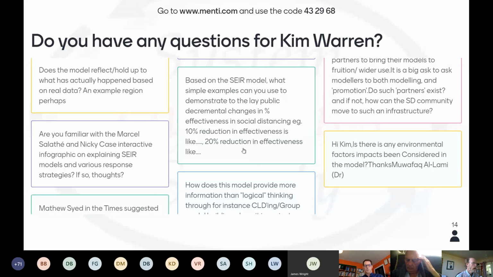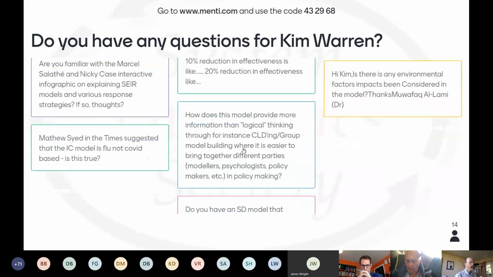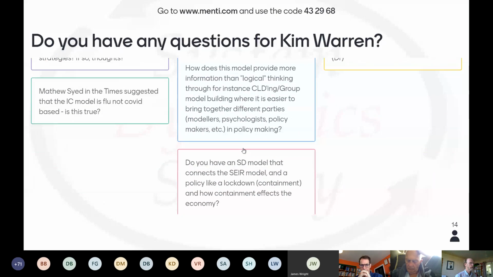What simple demonstrations can you give to the lay public? Well, our purpose is not to demonstrate things to the lay public. It's to give them a tool they can demonstrate it to themselves. They can put in a 10% reduction in normal social contact rates. All they need to do is drag it across a chart. If we have more time, I could show that. But if you go to the model, you can see that for yourself. It's pretty easy.